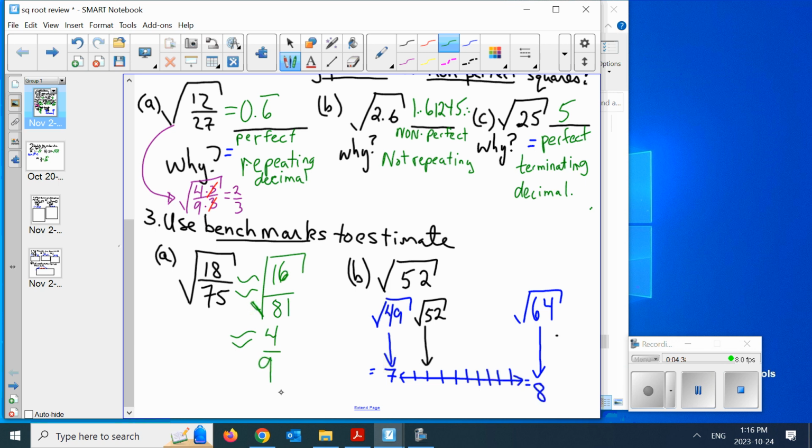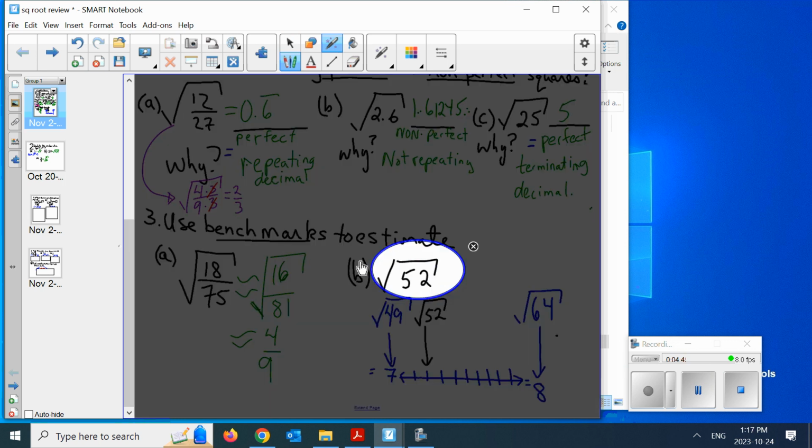Now, the next question, I already have it started here. I didn't erase it from last year. But write down this question. Using benchmarks to estimate when it's not a fraction, we're going to use a number line system and show it like this.